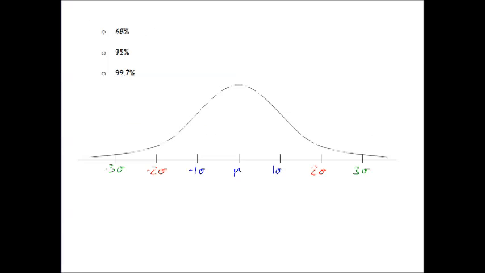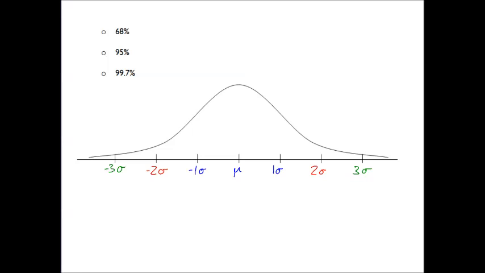The empirical rule states that if we have data that is normally distributed, and in the real world all data sets that consist of a sufficiently large number of data points happen to actually be normally distributed, in a normal distribution we have fixed percentages that are associated with areas under that normal distribution.